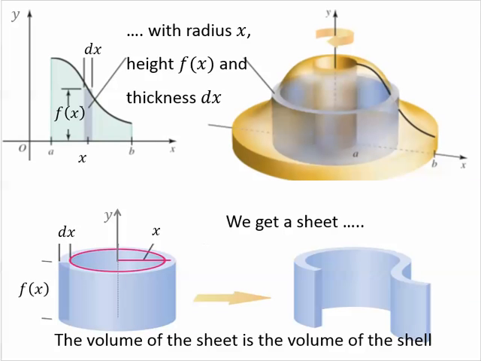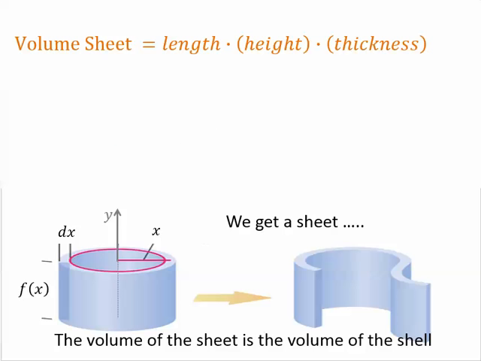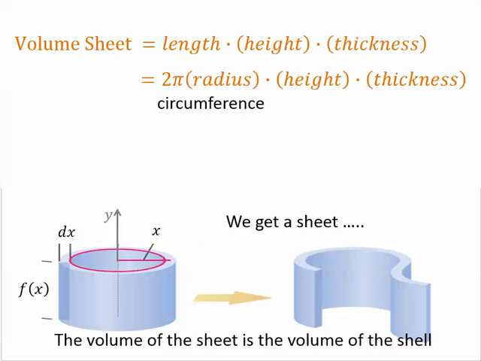To find the volume of the shell, we ask ourselves, what's the volume of this sheet? Well, the volume of a sheet is just its length times its height times its thickness. So what's the length of this sheet? Well, the length of the sheet is just the circumference of the cylindrical shell. And circumference is 2 pi times the radius.